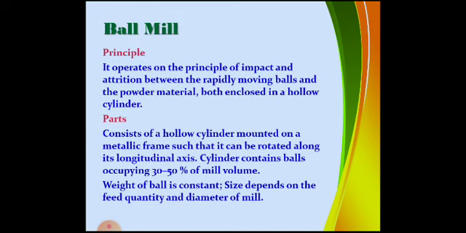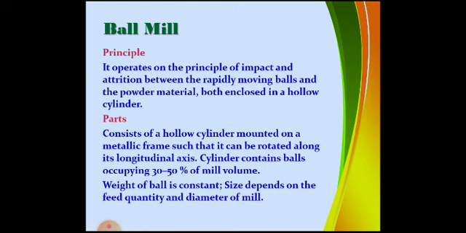Another equipment we have is the ball mill. The principle of the ball mill is impact and attrition between the rapidly moving balls and the powder material, both enclosed in a hollow cylinder. The parts of the ball mill: a hollow cylinder mounted on a metallic frame such that it can be rotated along its longitudinal axis.